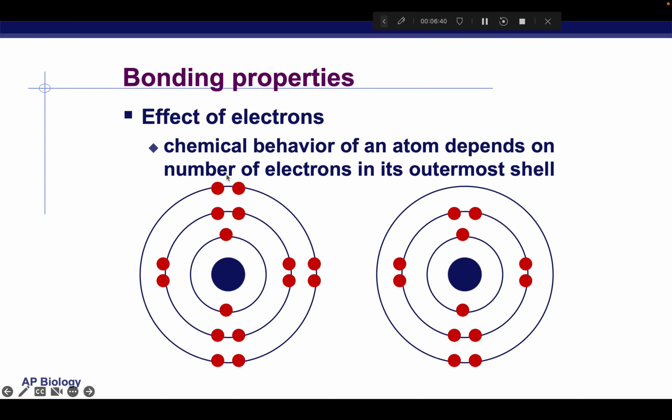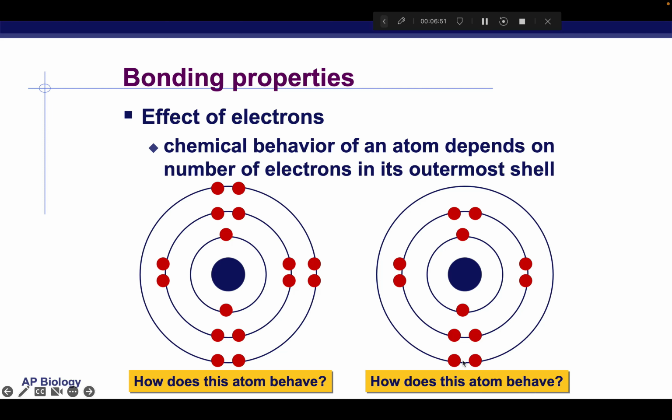So if you notice here on the left, I have an atom that has 1, 2, 3, 4, 5, 6 valence electrons. And so it's going to behave very differently than this atom on the right that has 1, 2 valence electrons. So valence electrons determine the behavior, the chemical reactivity of different atoms, and influence what they can and can't bond with under what conditions.